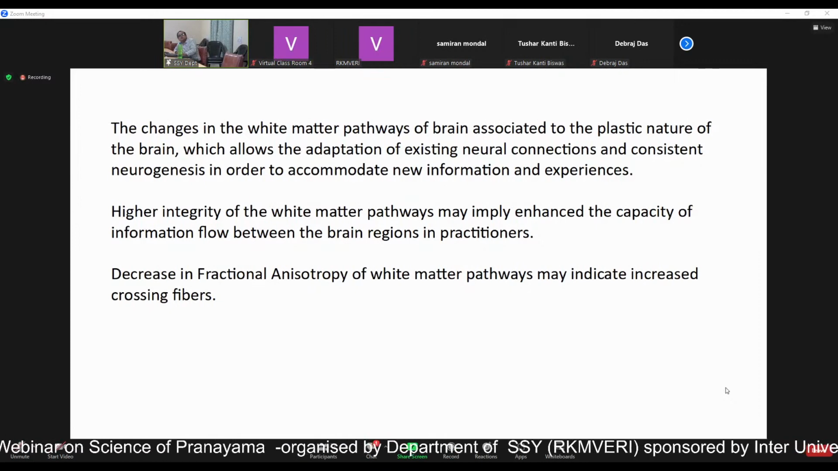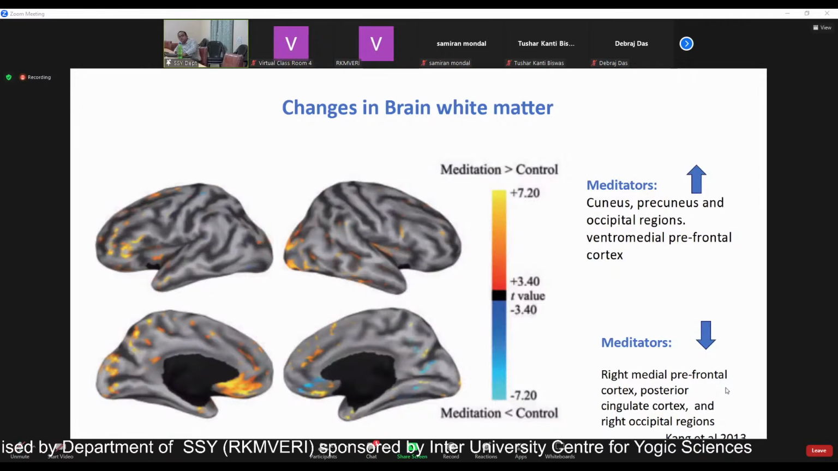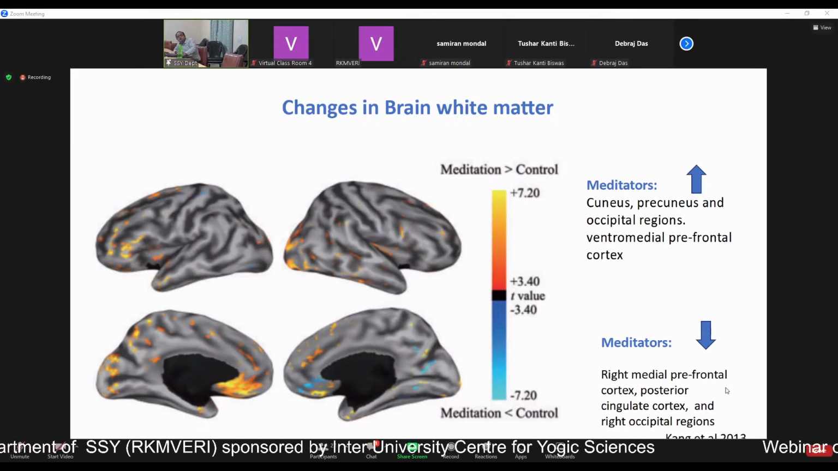fractional anisotropy of white matter pathways, may indicate an increased number of crossing fibers. So some fibers are long and do not crisscross each other, but here the number of crossing fibers probably has increased. So the blue patches, as you have seen earlier, are probably not because of that. Not necessarily, if this integrity value goes down, does it mean some bad process is happening. Not necessarily true.